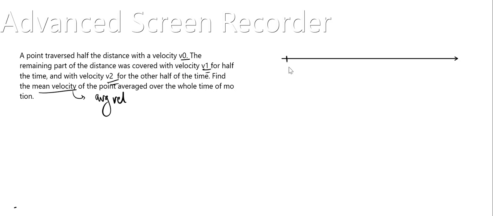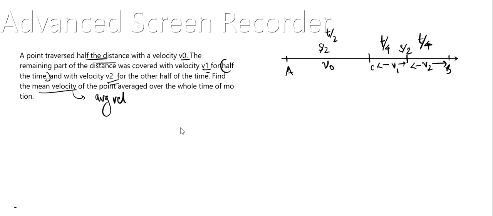So in this situation, let's say the point traverses from A to B. This is the total distance covered, and it is said that half of the distance, let's say s by 2, was traversed with speed v0. The remaining part of the distance was covered with v1 for half of the time and v2 for the other half. So t by 4, t by 4. This is t by 2.